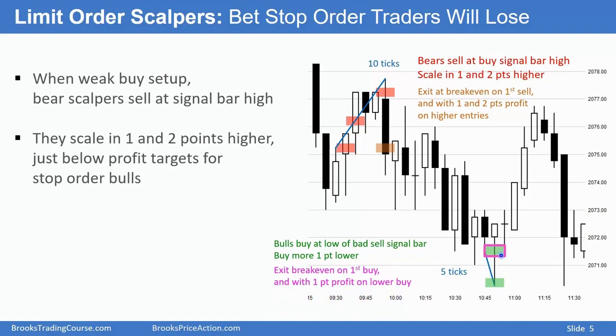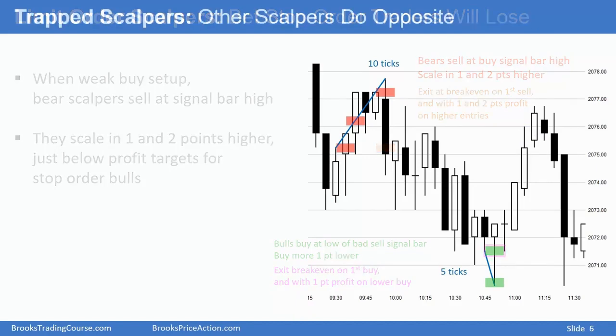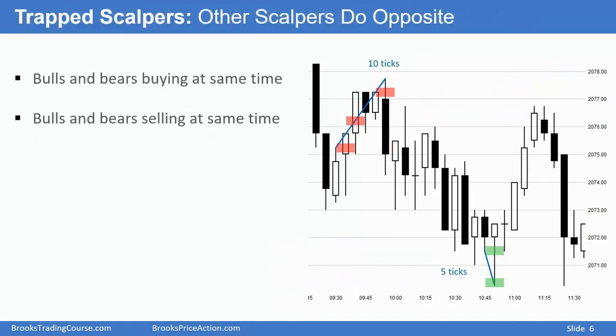They'll exit break even when the market gets back to their first entry, and then with a 1 point profit here. Some will hold in case we get a continued rally. Whenever you have trapped scalpers, other scalpers will do the opposite. You have bulls and bears buying at the same time down here. You have bulls and bears selling at the same time up here.